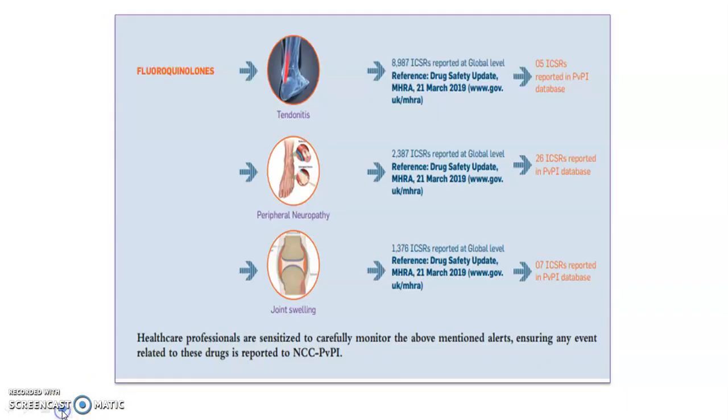The same is being reported for fluoroquinolones also. If you use fluoroquinolones, it is going to cause tendinitis. Tendinitis is globally reported in 8,987 cases, and in India there are 5 cases reported. And fluoroquinolone-induced peripheral neuropathy is also reported here. At the international level 2,387 cases are reported, and in India there are 26 cases reported. And joint swelling by fluoroquinolones is 7 cases in India, and at the global level it is 1,376 cases.